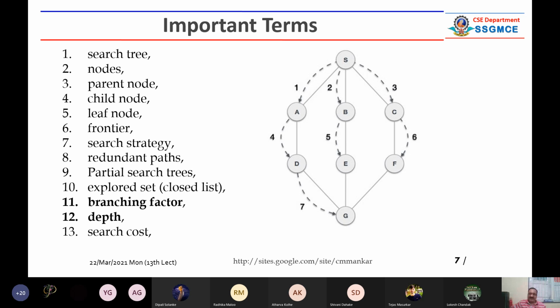There might be alternate multiple paths. You can take the example of G. अगर आपका start node S है, you can reach G in 3 different ways. You can go with S, A, D and G. This is one alternative. Then S, B, E and G, that is another alternative. And S, C and F, this is a third alternative.